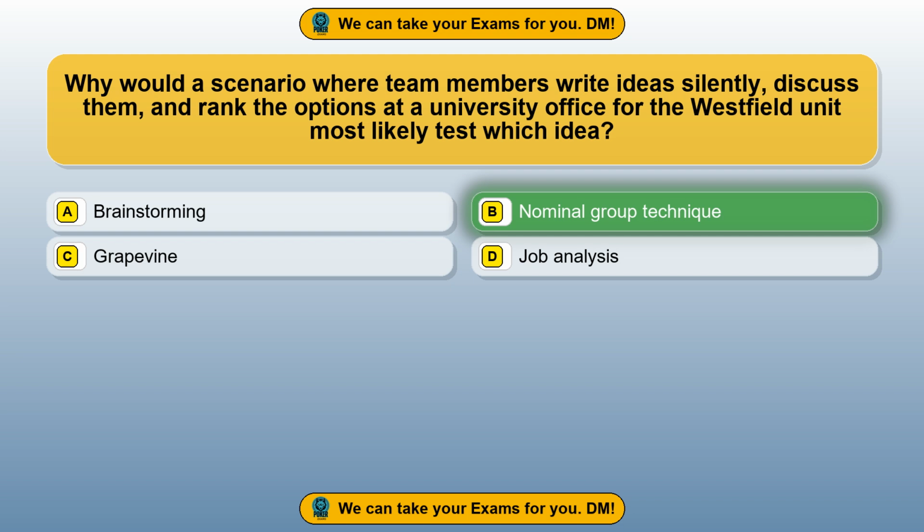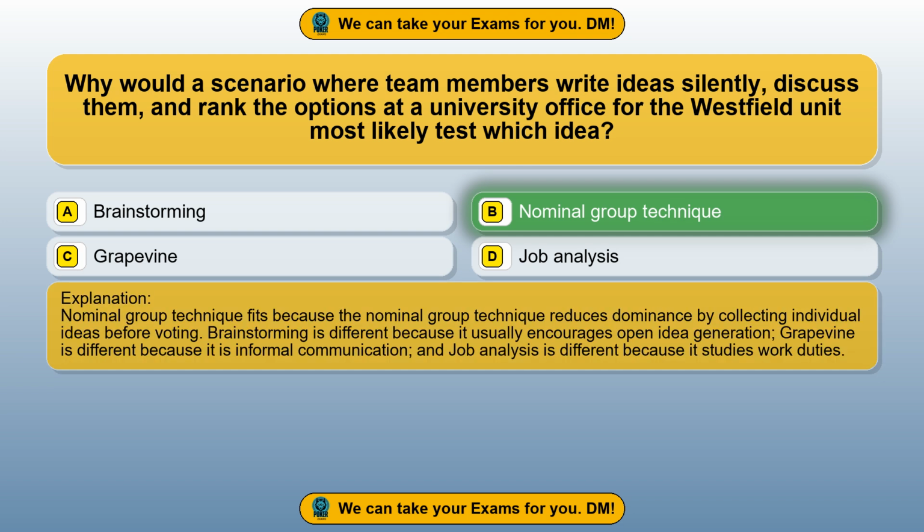The correct answer is option B, nominal group technique. Nominal group technique fits because the nominal group technique reduces dominance by collecting individual ideas before voting. Brainstorming is different because it usually encourages open idea generation. Grapevine is different because it is informal communication, and job analysis is different because it studies work duties.